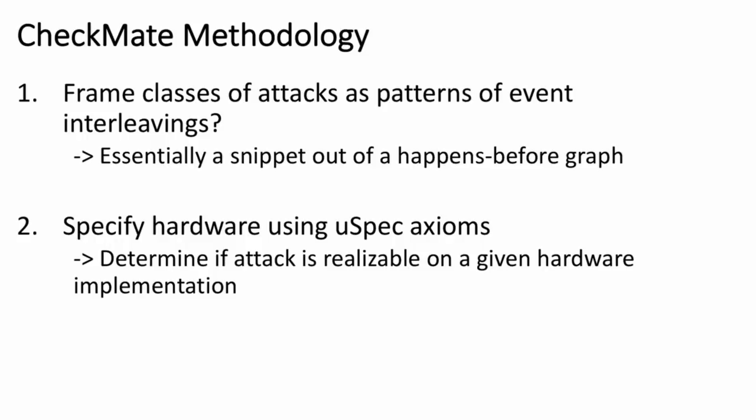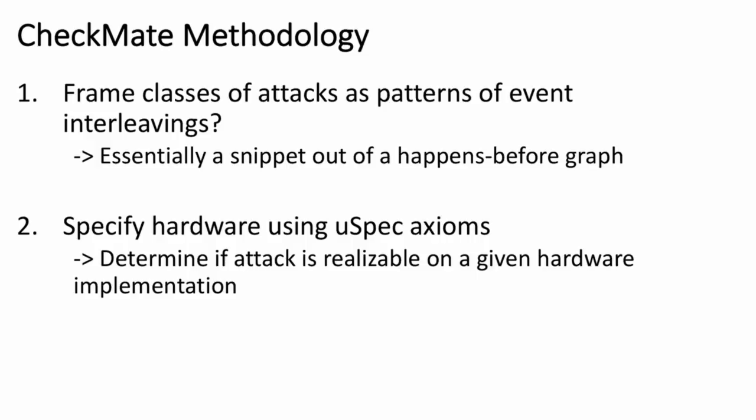So in more detail, the idea is to frame these classes of attacks as patterns of event interleavings. But hey, that's what memory consistency models are already doing. That's what our happens-before graphs are already doing. So essentially, we're saying here is a fragment of a happens-before graph. Do you find it anywhere in an execution? And second of all, we want the executions to be hardware specific. We want to know if the attack is realizable on a given hardware implementation.